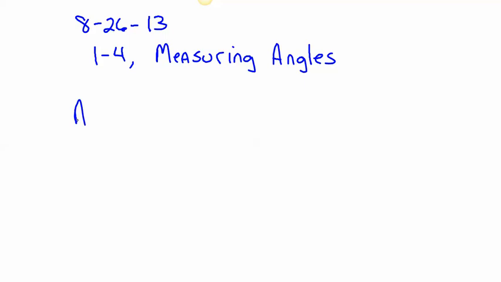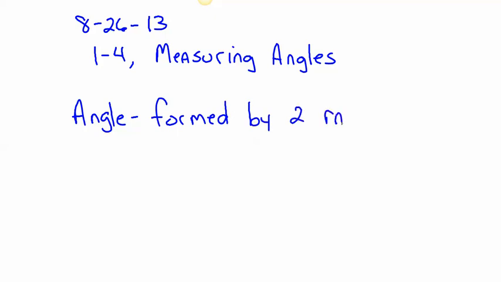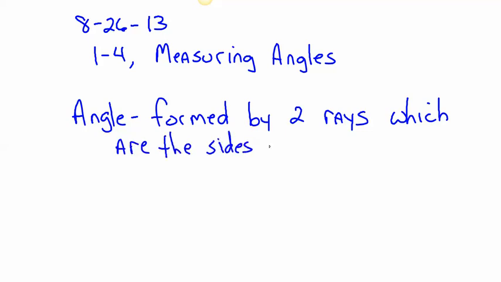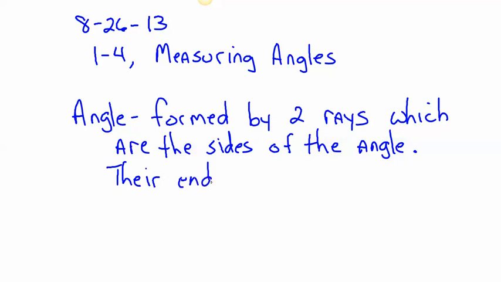Alright, couple definitions. Talking about an angle is formed by two rays, which are the sides of the angle. Their endpoints are the vertex.